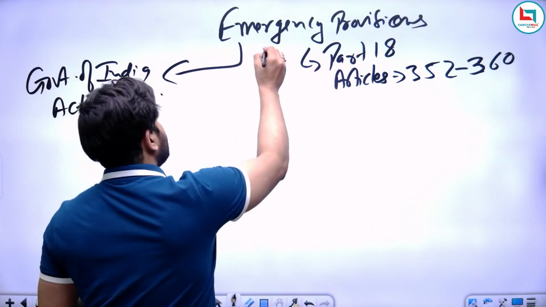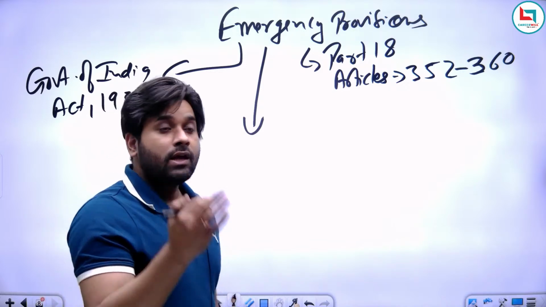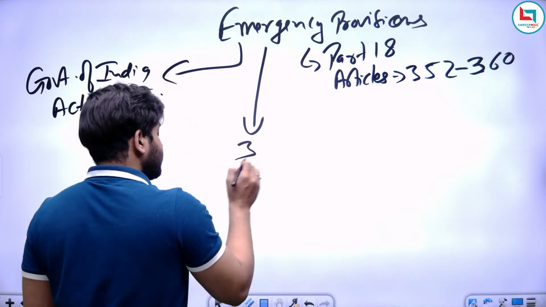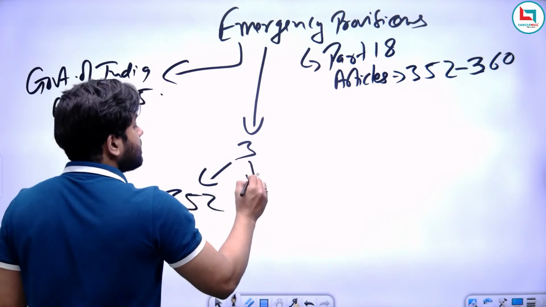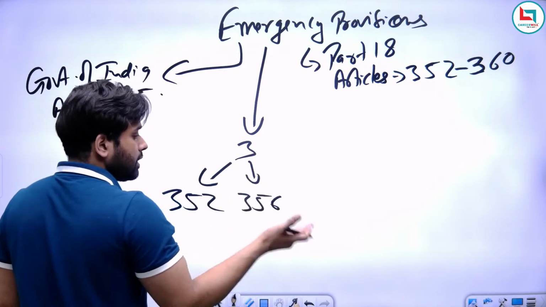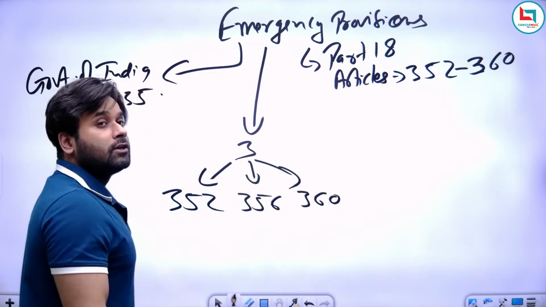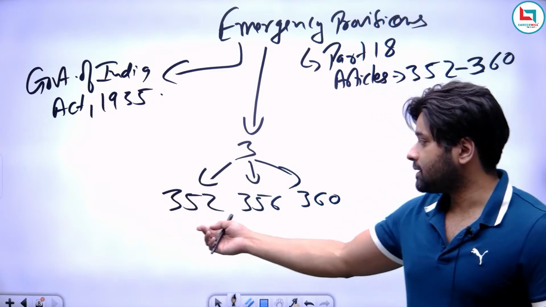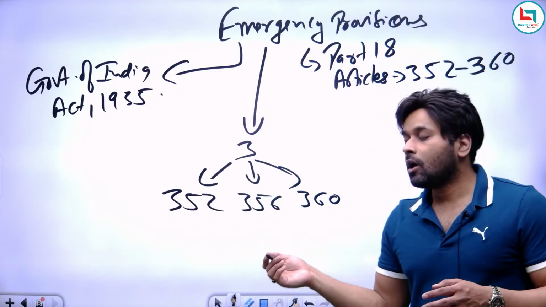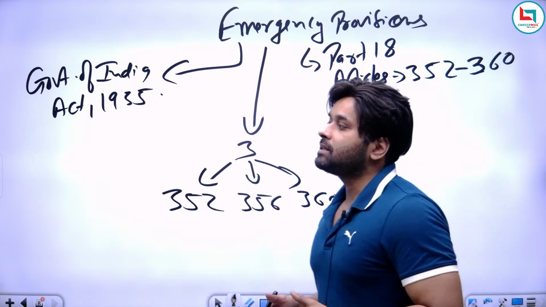Now moving on, how many emergencies are there in our constitution? There are a total of 3 emergencies. The first emergency is under Article 352, the second is under Article 356, and the third is under Article 360. The first is national emergency, the second is president's rule, and the third is financial emergency. We are going to discuss each emergency separately.